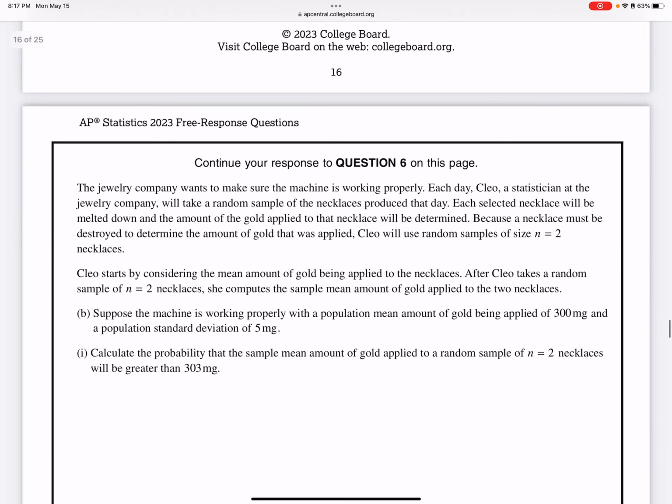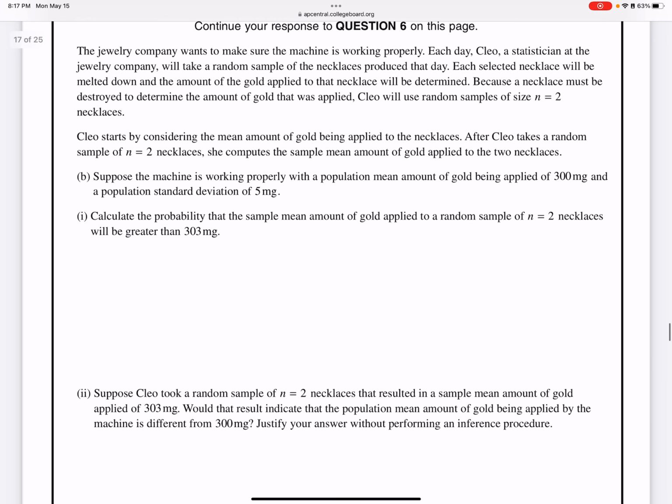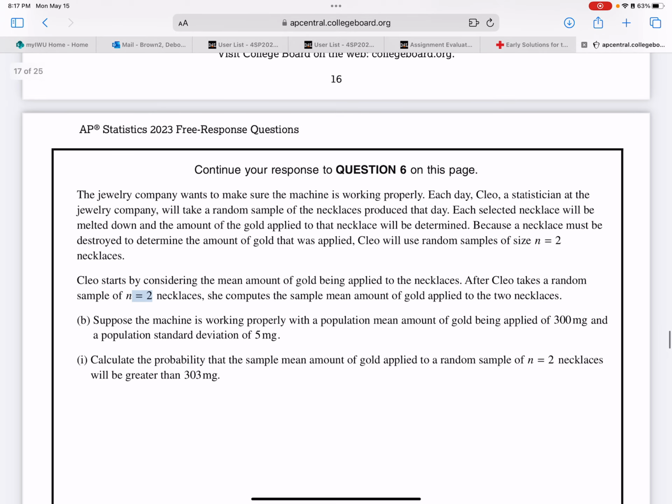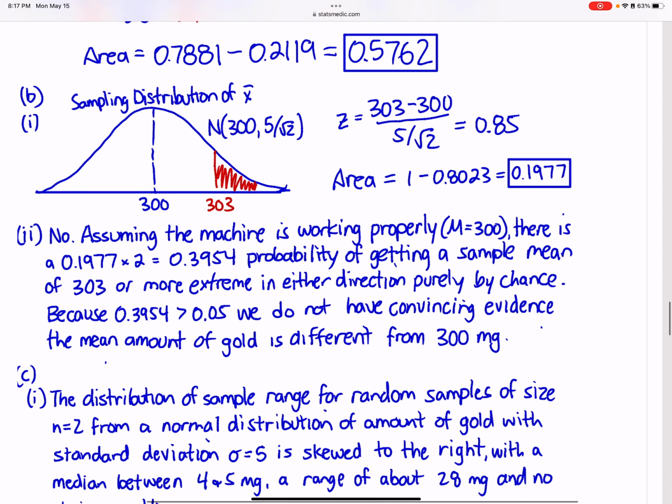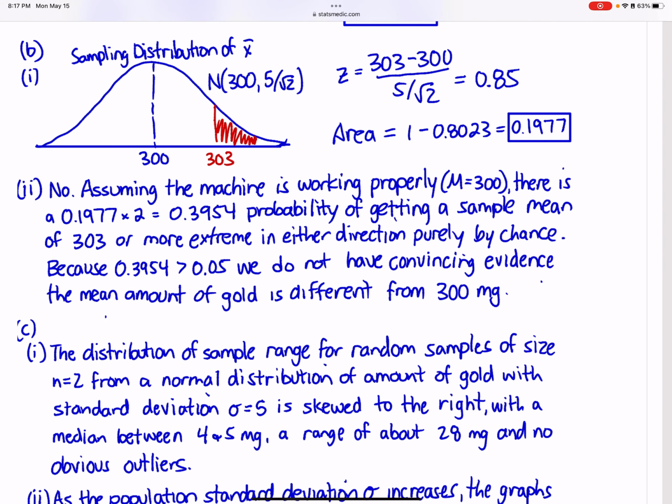For part 2, letter B has 2 parts. Now Cleo has 2 necklaces, and it's the same mean and the same standard deviation, except now I have a sampling distribution of size 2. So the only thing that's going to change is my standard deviation, which is going to be 5 over square root of 2, since I have a sampling distribution of size 2. So if you notice, the model looks very similar, mean of 300, except the standard deviation is now 5 over square root of 2. So for this, you would need the mean, the standard deviation, the bound of 303, and the area of 0.1977.